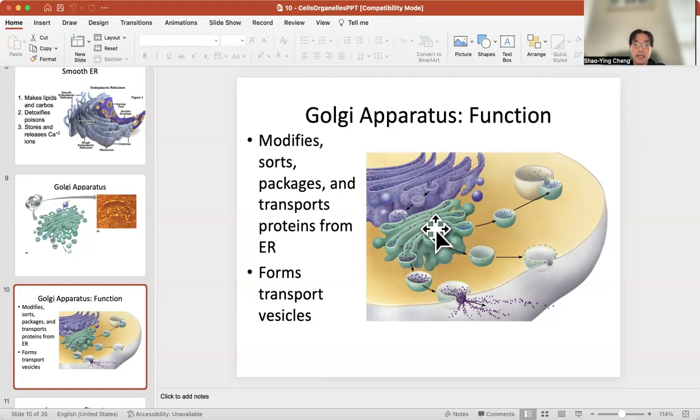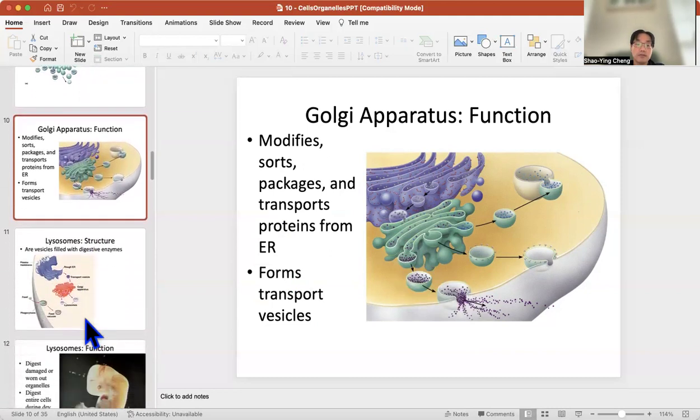Golgi apparatus and keep being modified. They will be folded to the correct 3D structure, and now it's a protein. And the protein will be transported out by vesicle exocytosis. They can be released. So the Golgi apparatus is still part of the protein synthesis function.